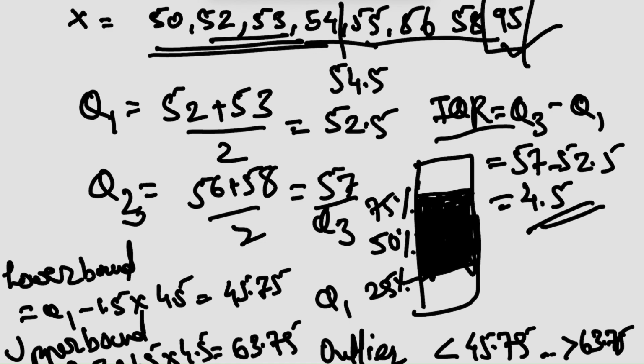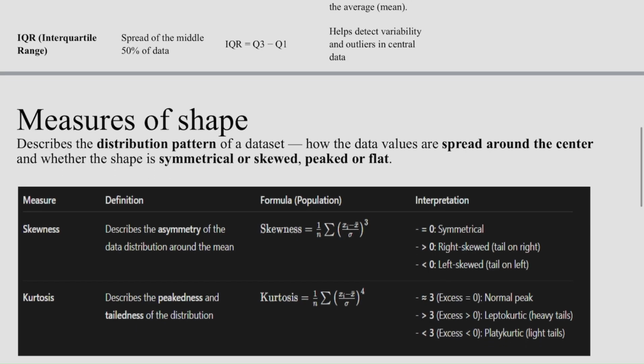Okay, now let's move on to the next topic, that is measure of shape. What is measure of shape? It describes the distribution pattern of a data set, that is how the data values are spread around the center. It is not talking about distance anymore, it is saying how they are spread and whether the shape is symmetrical, skewed or flat.